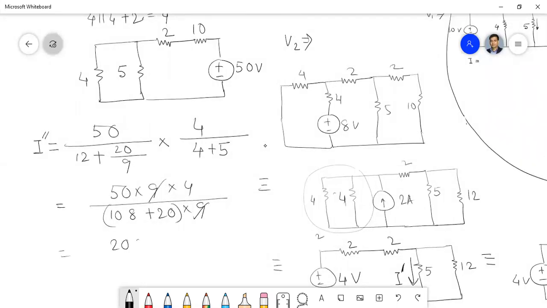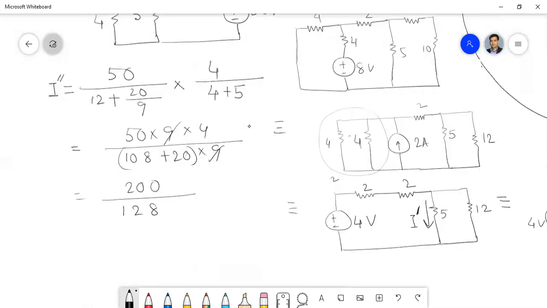So this will be 200 divided by 128 again. So what is the value coming? 1.562. So these are the three currents we have already determined.